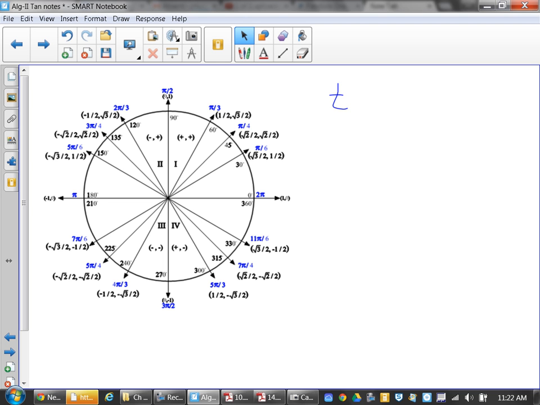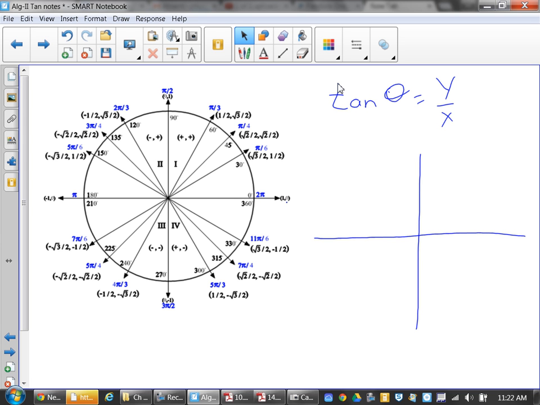So as you go through your ordered pairs and look at how you plot out tangent, and we kind of talked a little bit about this, at 0, y over x is 0 over 1. What's 0 divided by 1? 0. The next easy value to work with for tangent is at 45 degrees, pi over 4. What was tangent at pi over 4? 1, because it's root 2 over 2 divided by root 2 over 2. So it's 1.